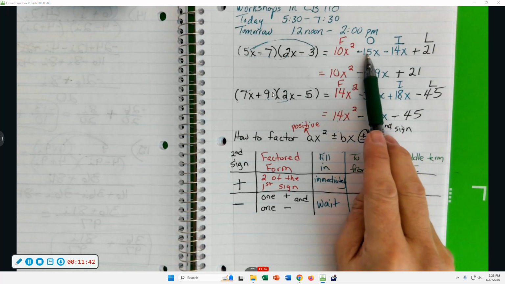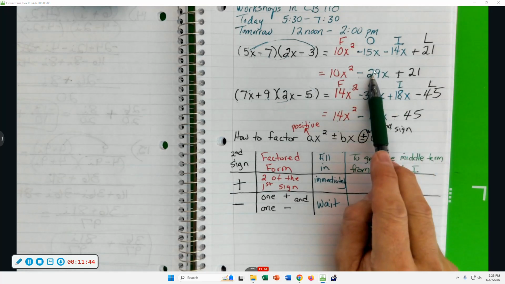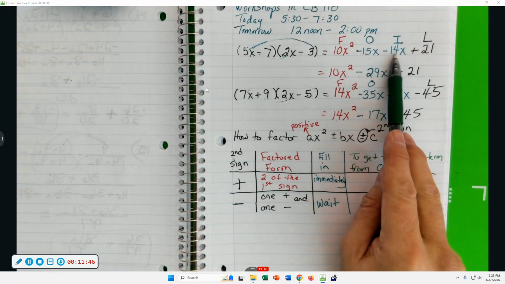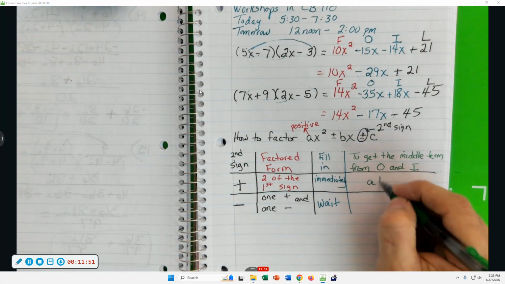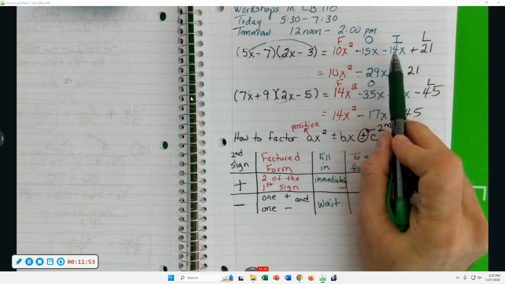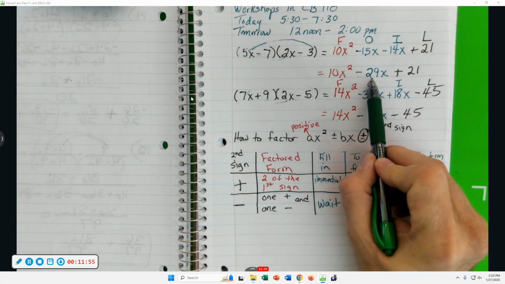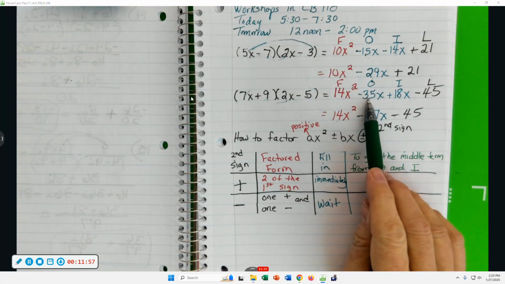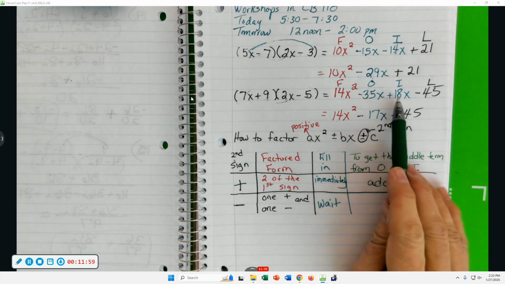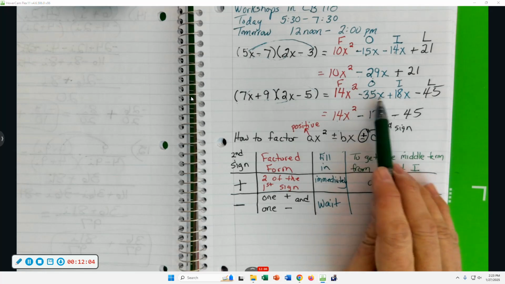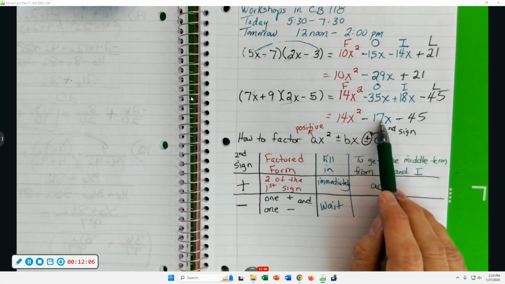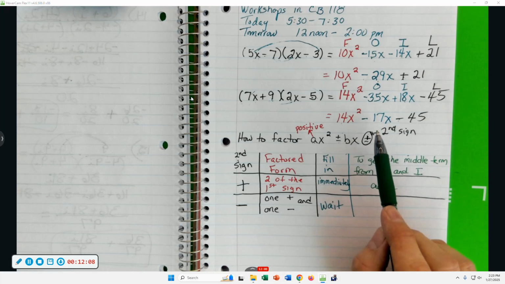What did we do to the 14 and 15 to get a 29? Did we add them or subtract them? You add them. Adding 15 and 14 gets you the 29. What about here, the 35 and 18? We're not adding 35 and 18 because we have a negative and a positive. So what are we doing to get the 17? If we're not adding, subtracting.